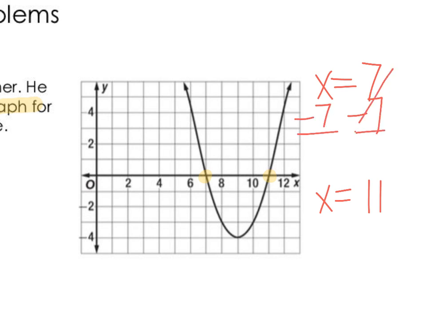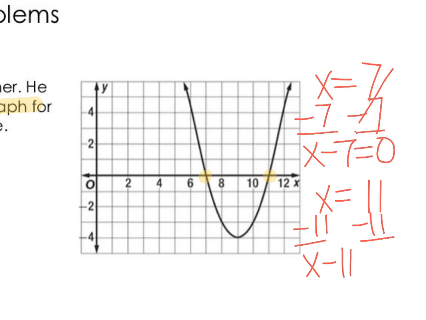And then we end up with x minus 7 equals 0. And do the same thing for the other equation. So we end up with x minus 11 equals 0, because these both cancel out. Now, here's our two factors, x minus 7 and x minus 11. Those are our two factors because our solutions are set equal to 0.